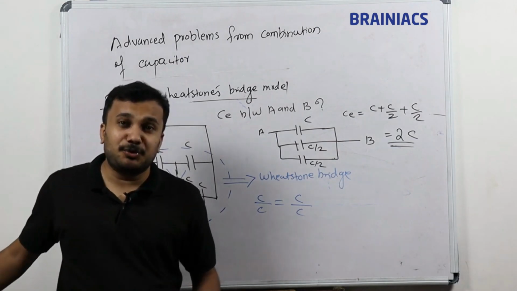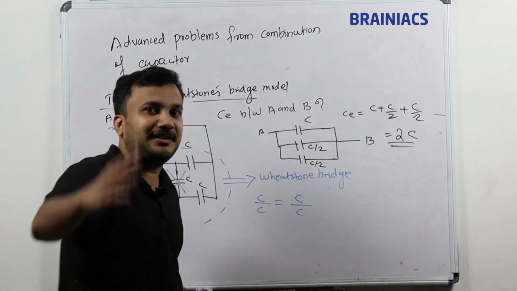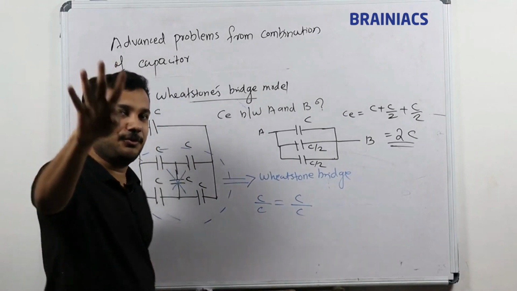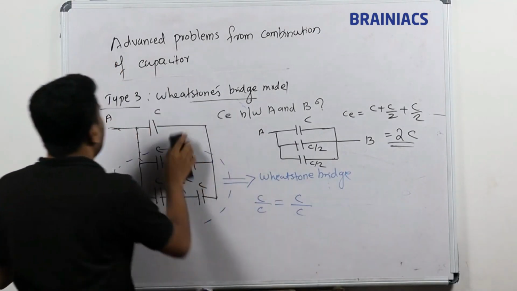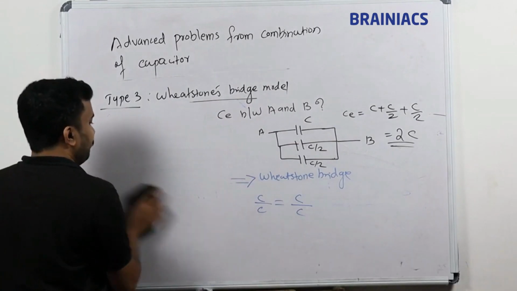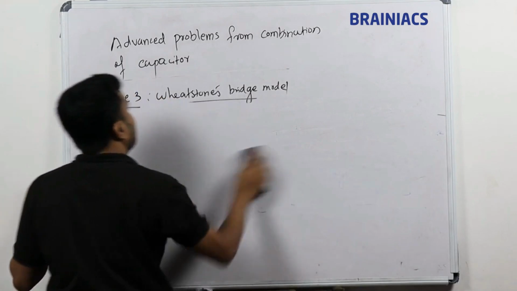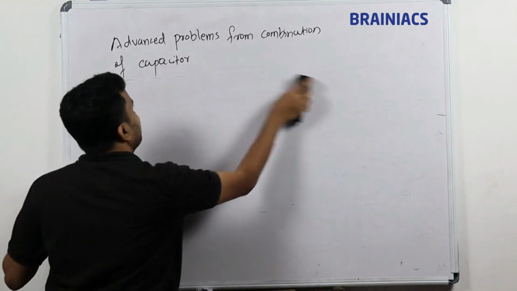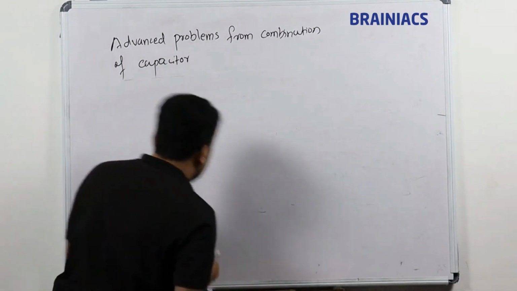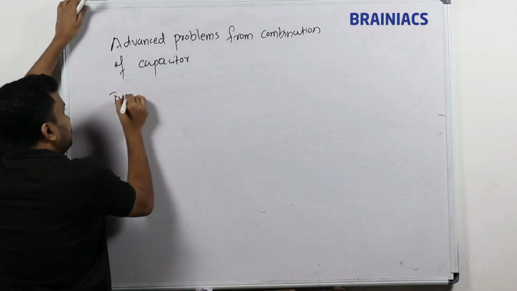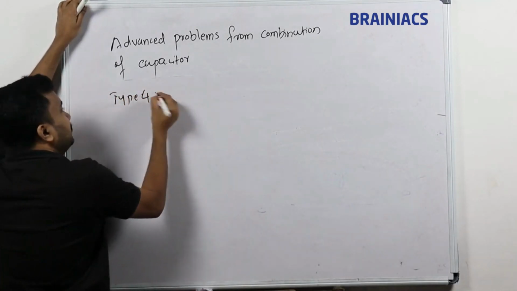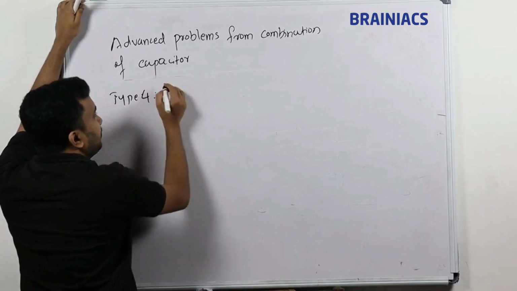Okay, we'll move to our final step, which is the type 4 models. So write down the heading: Type 4. What is type 4 going to do? Of course, it's going to do some magic for you. So write type 4.